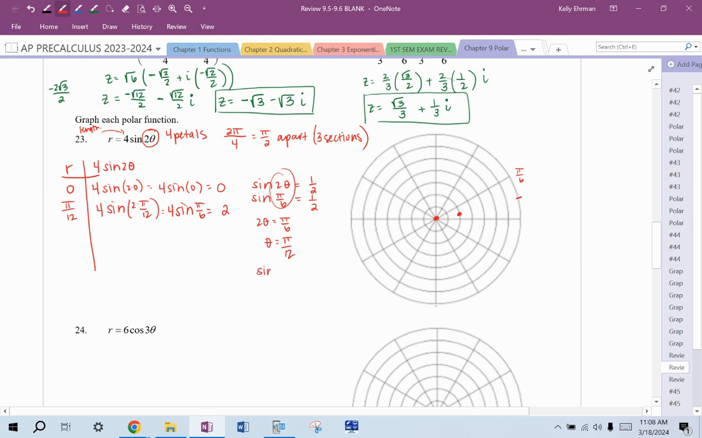Well, I want to know, when is sine of 2 theta equal to 1, because that's where you're going to get the end of the petal. And I know that the sine of pi over 2 is equal to 1.